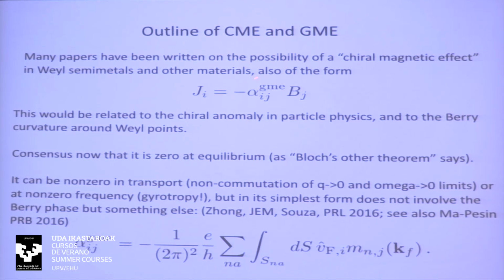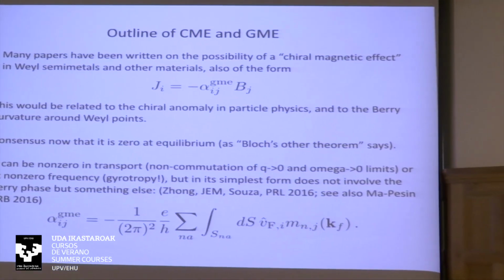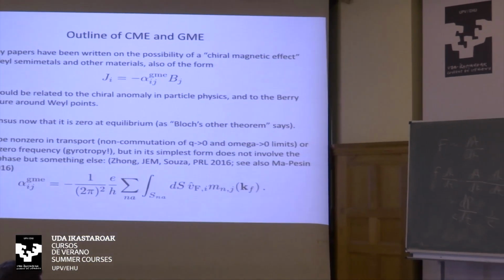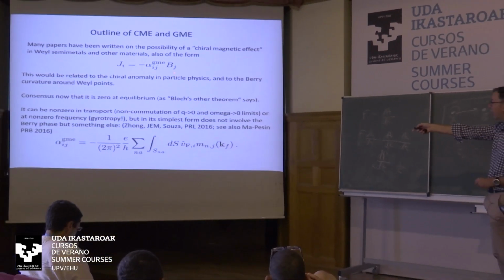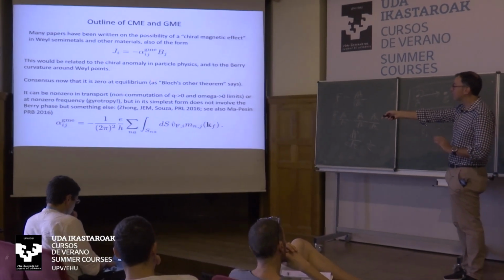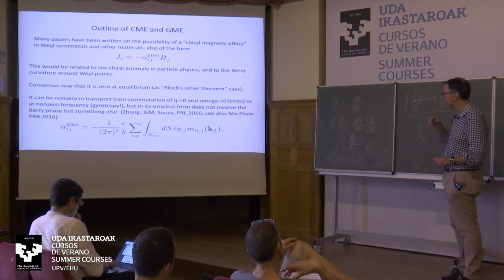So this was a surprise that maybe you could induce a current purely with magnetic field, and I think everyone agreed pretty soon that this had to be zero at equilibrium. But then people started saying, well, what if you let this oscillate in time? And I'll explain why that is a different limit. It has to do with the non-commutativity of the q goes to 0 and omega goes to 0 limits. Anyway, so if you let this oscillate in time, you do get a non-zero answer. But the non-zero answer is not actually a Berry phase or topological thing, but it's quite interesting.